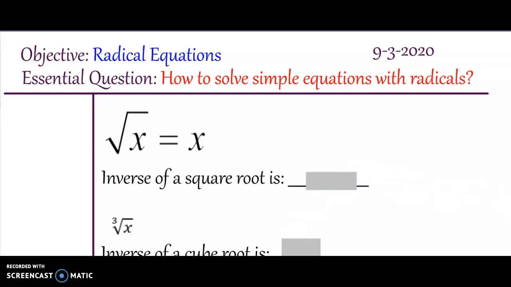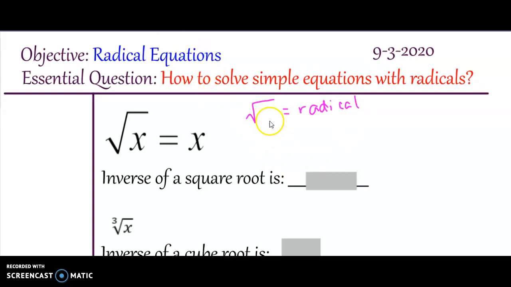So today we're going to be talking about radical equations and how we end up solving simple equations with radicals. Some of you are familiar with the radical symbol. We call it the square root. So if we see this symbol, which is also known as a square root, it is also a radical. I'm going to write that down.